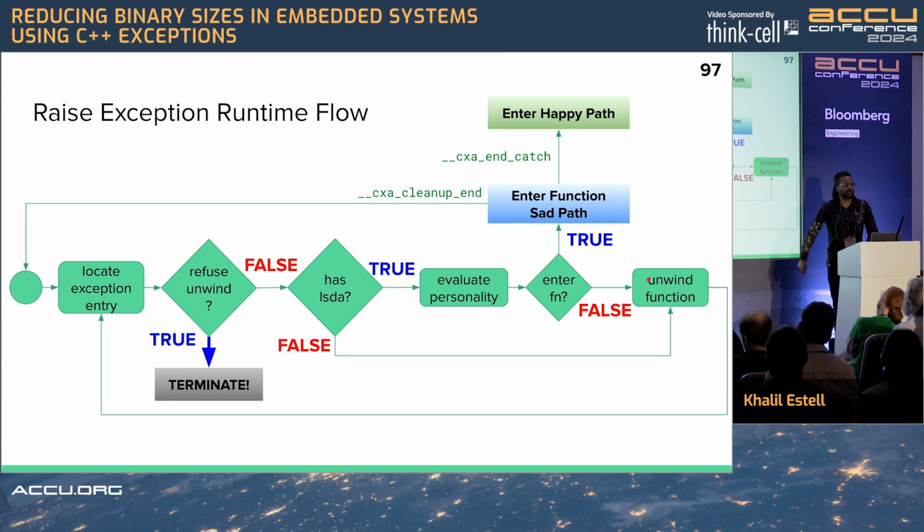And the unwinding flow is basically just you decode all of those different instructions, and you apply them to your virtual CPU. And keep doing this over and over again until eventually you get to the end, which main should have a refuse unwind, but that's also implementation specific, but it should have a refuse unwind, and then you just call terminate at that point. And that's pretty much it, really.